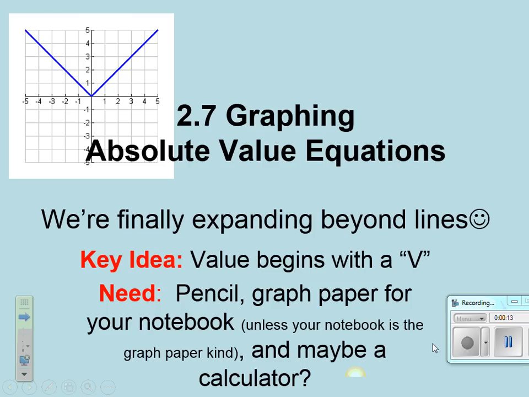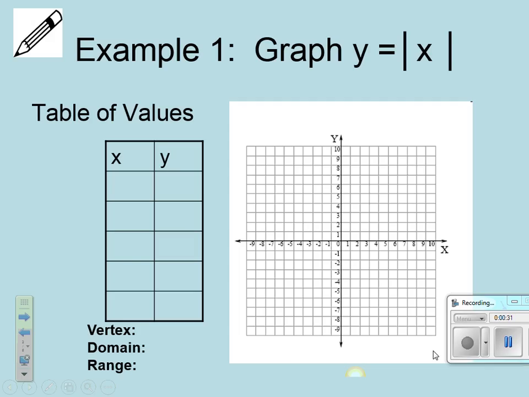You're going to need a pencil and maybe a calculator and then your notebook. If you have the graphing kind of notebook, you don't need graph paper, but if you don't have the graphing kind, you need to go and get some graph paper and make sure that you have graph paper to put into your notebook. All right, so here we go. You're going to need to write down every one of these examples.